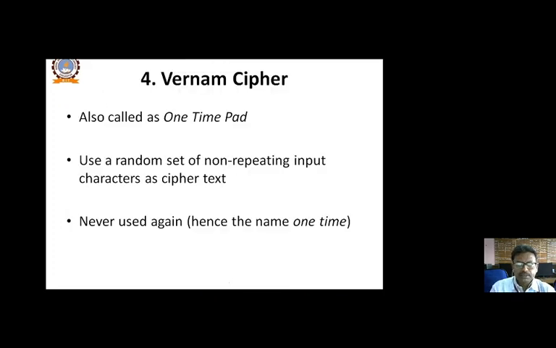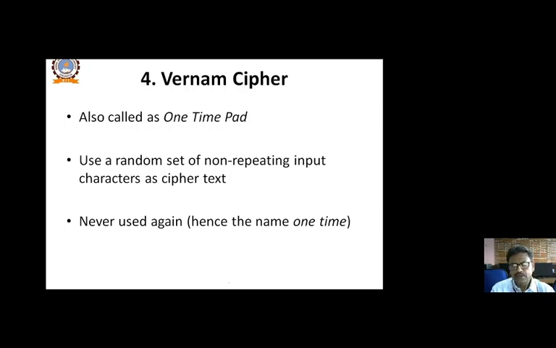The fourth method applied in the transposition technique is the Vernam cipher. Vernam cipher is also called one-time pad, and it uses a random set of non-repeating input characters as the ciphertext.